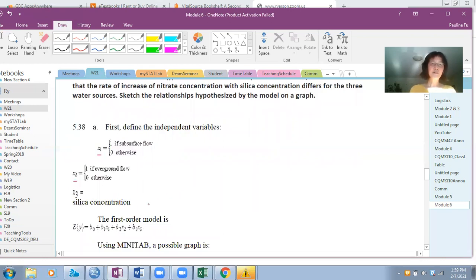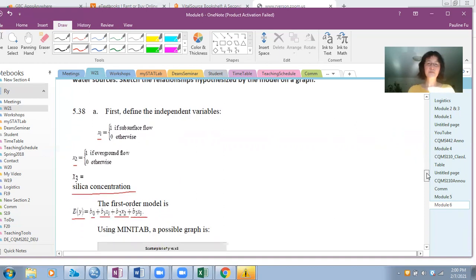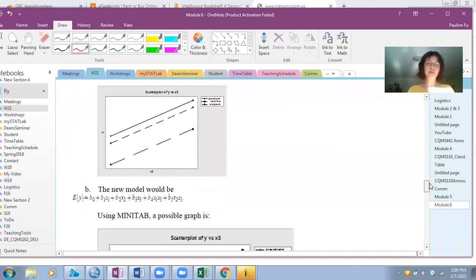Okay. And then we use x3 to represent silicon concentration. x3 is the quantitative variable. Okay. So the model would be E(Y) equal to B0 plus B1 x1 plus B2 x2 plus B3 x3. Okay. You can make a graph. This is Y. Okay. x3 is the quantitative variable, based on 3 different levels.